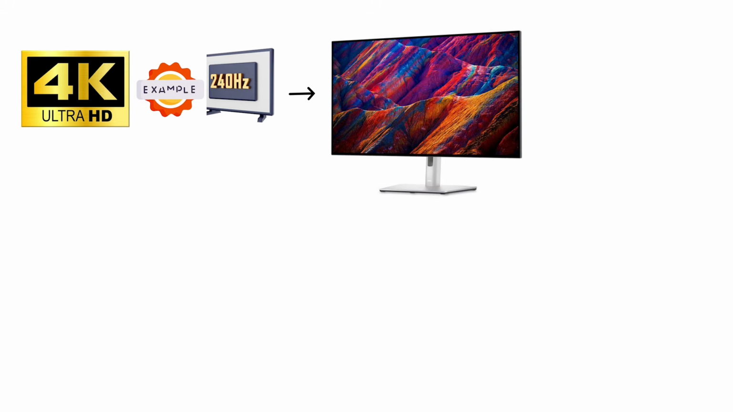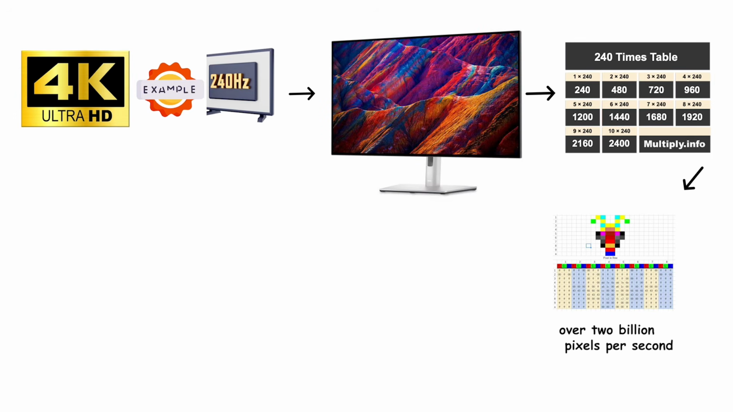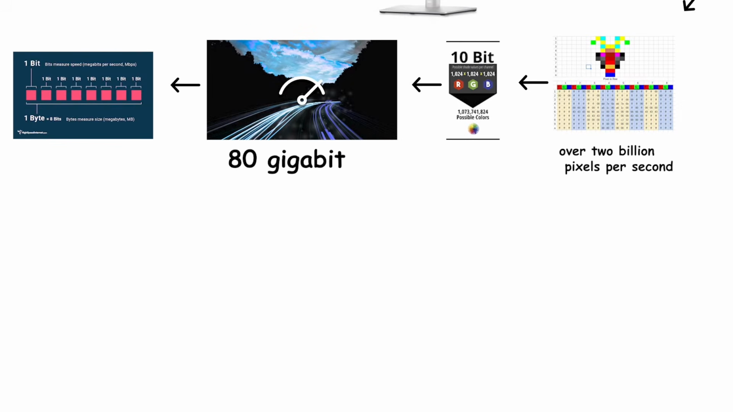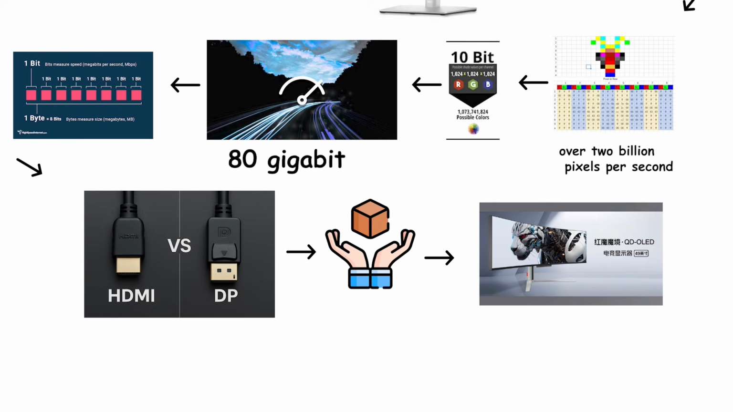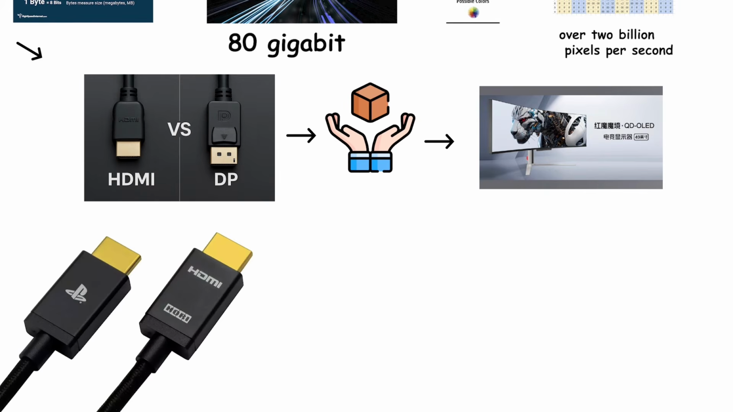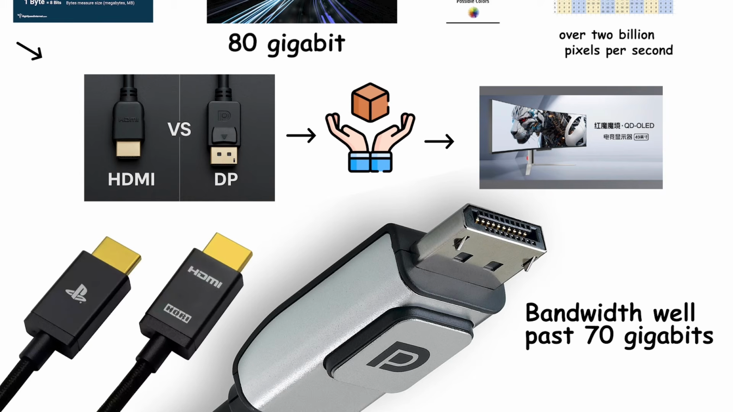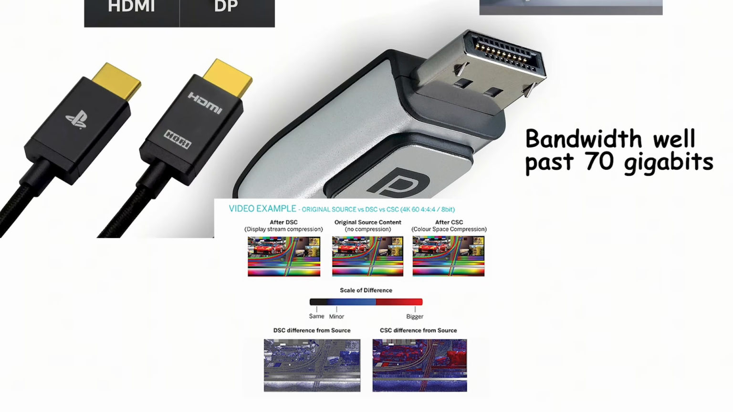That's 3,840 by 2,160 pixels refreshed 240 times per second, over 2 billion pixels per second. When you include 10-bit color and standard overhead, you're looking at nearly 80 gigabits per second of data. That's far beyond what HDMI 2.0 or DisplayPort 1.4 can handle uncompressed. This is why new high-end monitors require HDMI 2.1 or DisplayPort 2.1, both of which push bandwidth well past 70 gigabits per second with compression standards like Display Stream Compression, DSC.